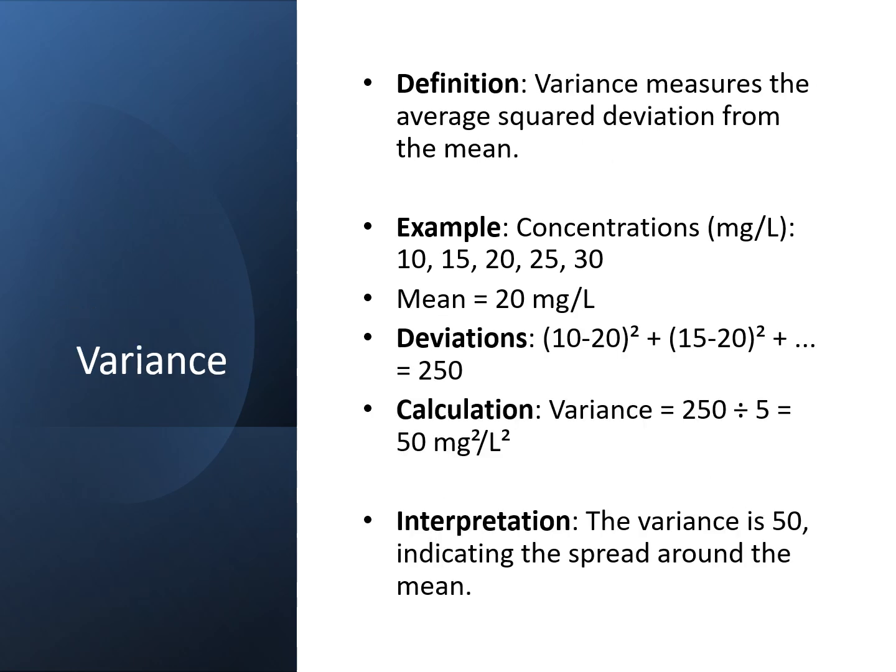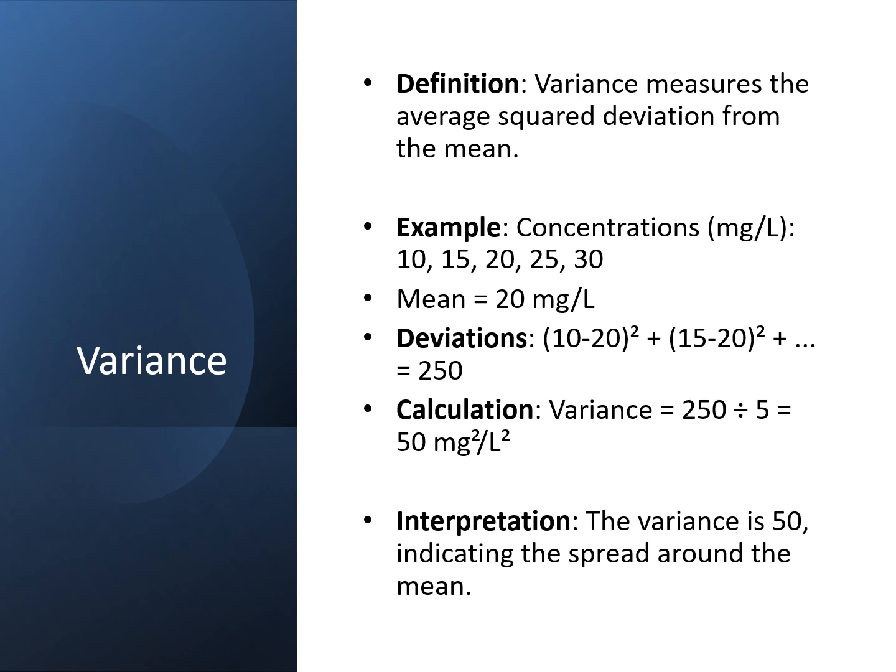data. Variance. Variance measures the average squared deviation from the mean, providing a sense of how data values spread around the central value. For our data set, the mean is 20 milligram per liter. To calculate variance, we first find the squared deviations of each value from the mean. For 10, we subtract 10 from 20 and take the whole square. It will result in 100. The same will be done for 15, 20, 25, and for 30. The total is 250, and dividing by the number of values, 5, gives us a variance of 50.